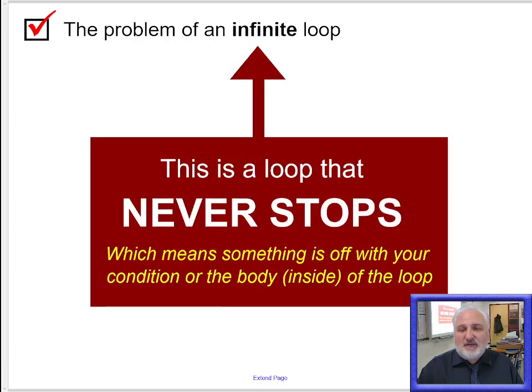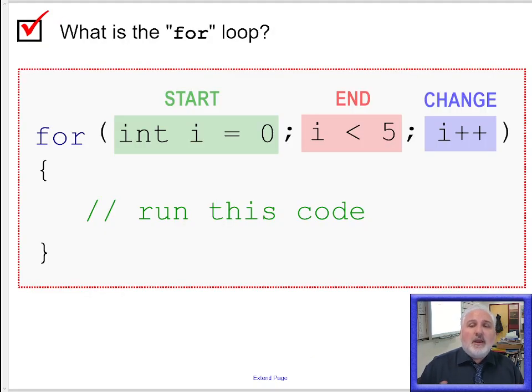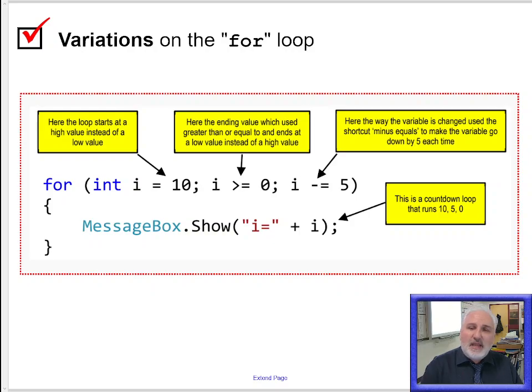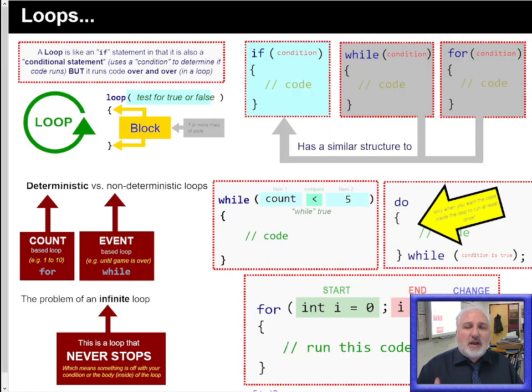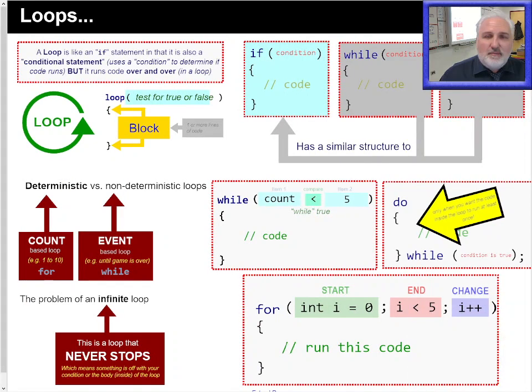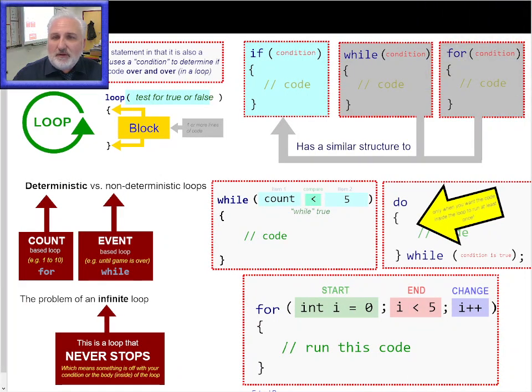Here you see a definition of the problem with the infinite loop, a loop that never stops looping because of probably a logic error in its construction. Here you see the basic breakdown of the for loop with a start, an end, and a change value. Here you see variations on the way a for loop can be laid out. Here's a general review of all the main points of looping as I've outlined them for you, so you can see there.